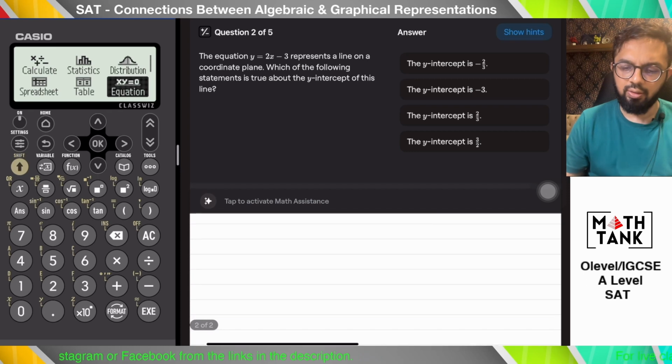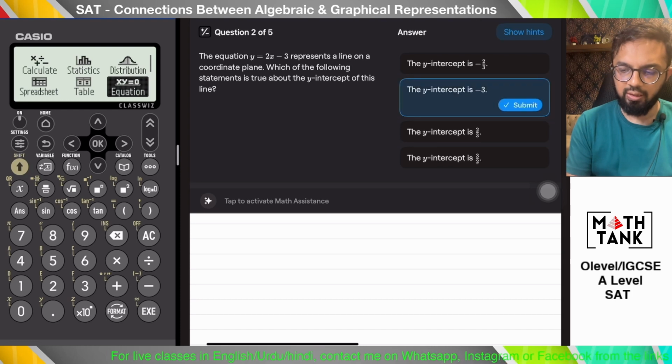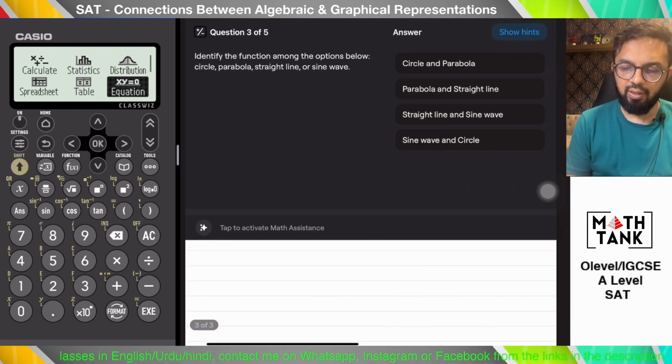For the next question, it says the equation y equals 2x minus 3 represents a line on a coordinate plane. Which of the following statements is true about the y-intercept of this line? Okay, so the y-intercept is clearly minus 3. Let's go with that. There's a set of easy questions.